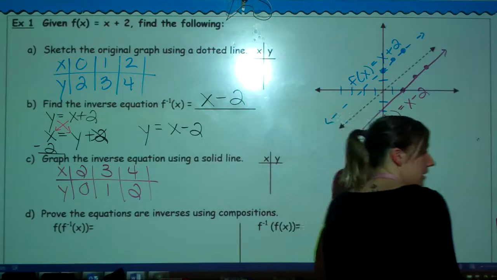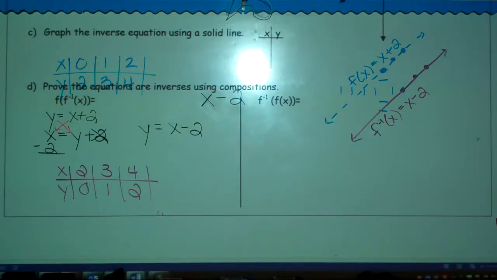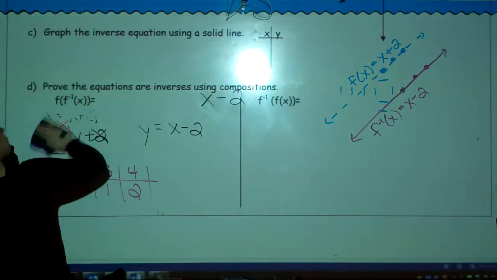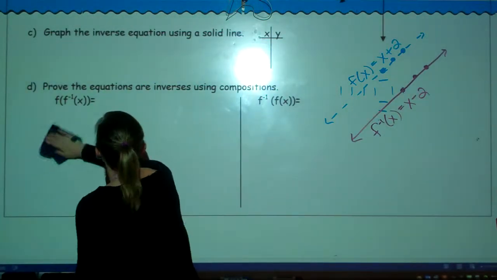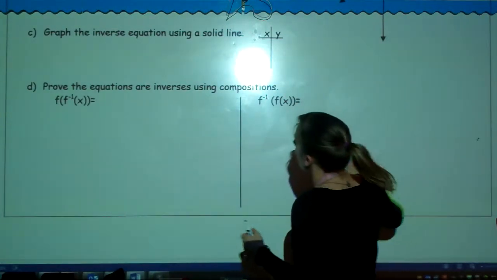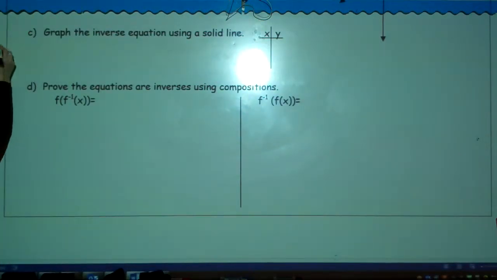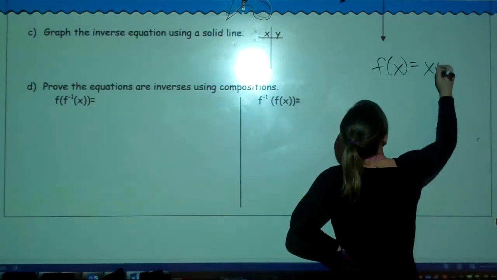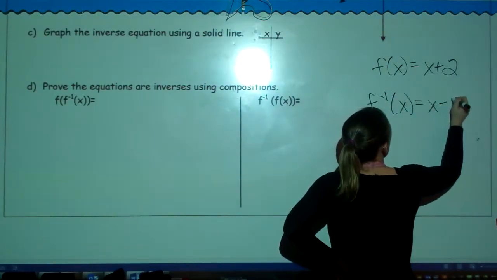So let me scroll down to D. And show you this last part. Okay, it's not something that I really hounded too hard on last year, but I do think it shows up on the SOL, so I want to make sure that we go through and you see the relationship. Okay, so we know that the original function, here I'll put it over here just so that I can refer to it, f of x is x plus 2. And the inverse is x minus 2.